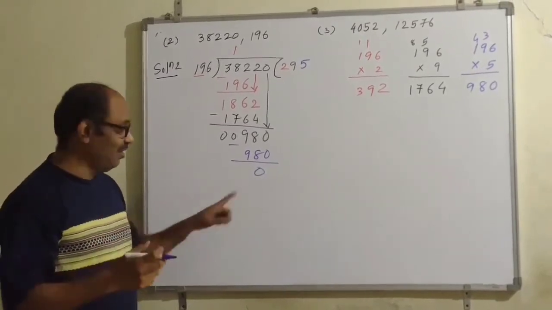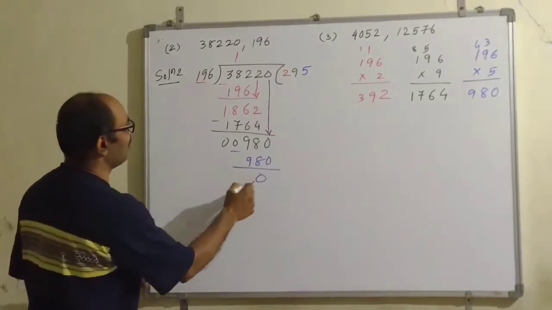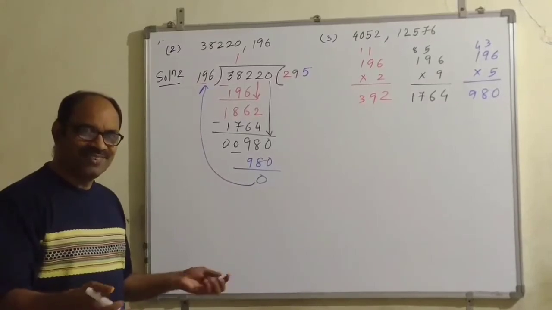Oh, you are very lucky. You got 0 in the first division itself. So what is your divisor when you got remainder 0? 196. And that is HCF. Correct?